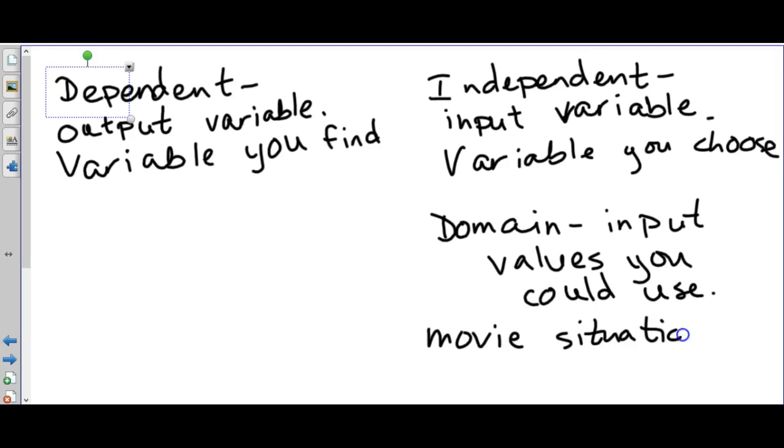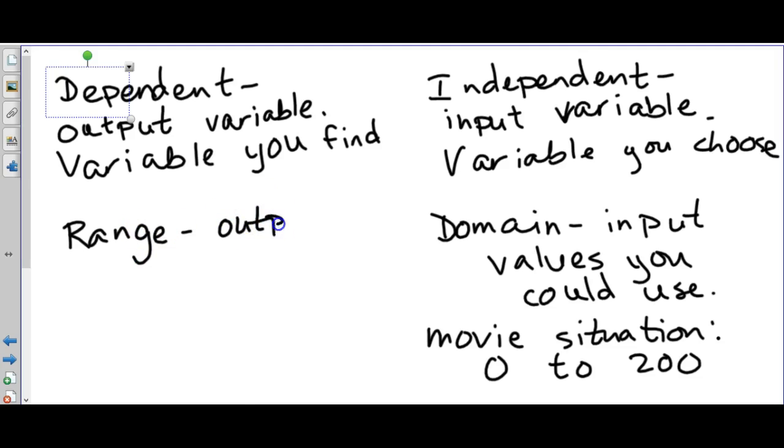Because we can have a minimum of 0 people and a maximum of 200 people, because that's all that would fit in our theater. Our dependent, the values that are possible to use, we call that the range. So output values you could use. That's usually limited by your domain.